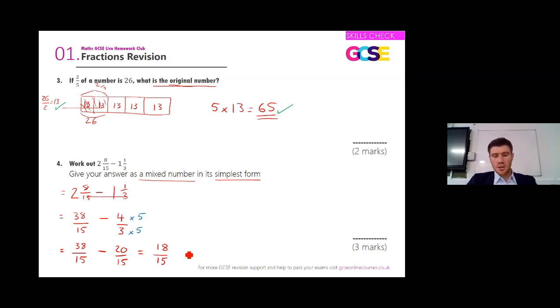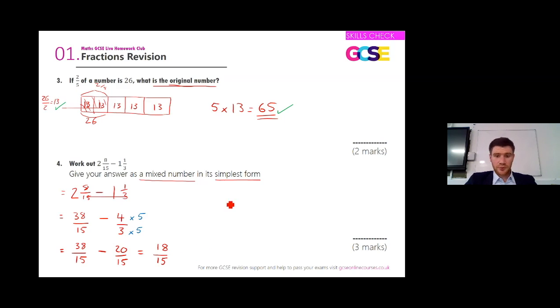Now, there's two things we can do here, actually. We can simplify it because there is a common factor between 18 and 15, and we can turn it into a mixed number. It doesn't matter what you do first. For me, I'm going to simplify it first because when I'm turning it into a mixed number, I'll be working with smaller numbers, and I prefer that. But it doesn't matter what you do. There is no preference for an examiner, let's say.